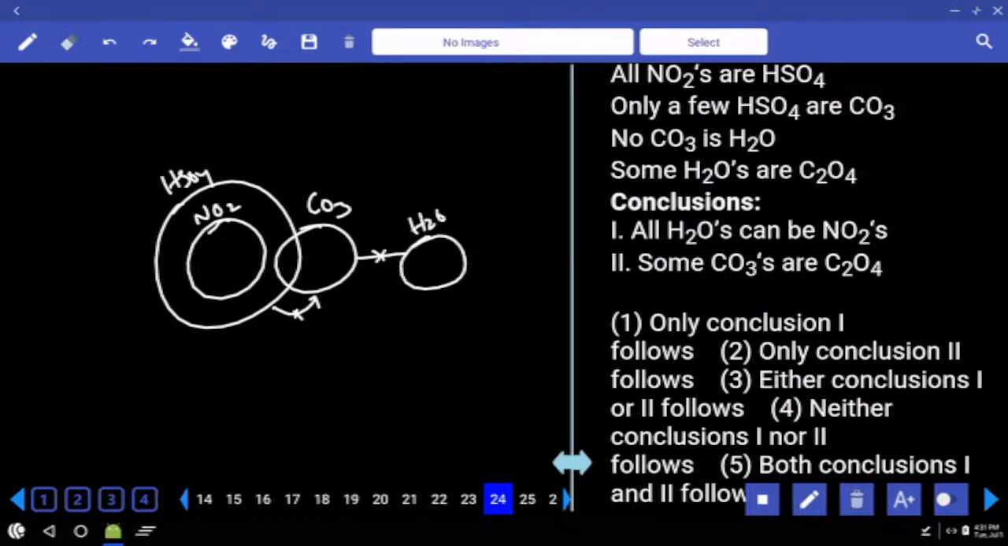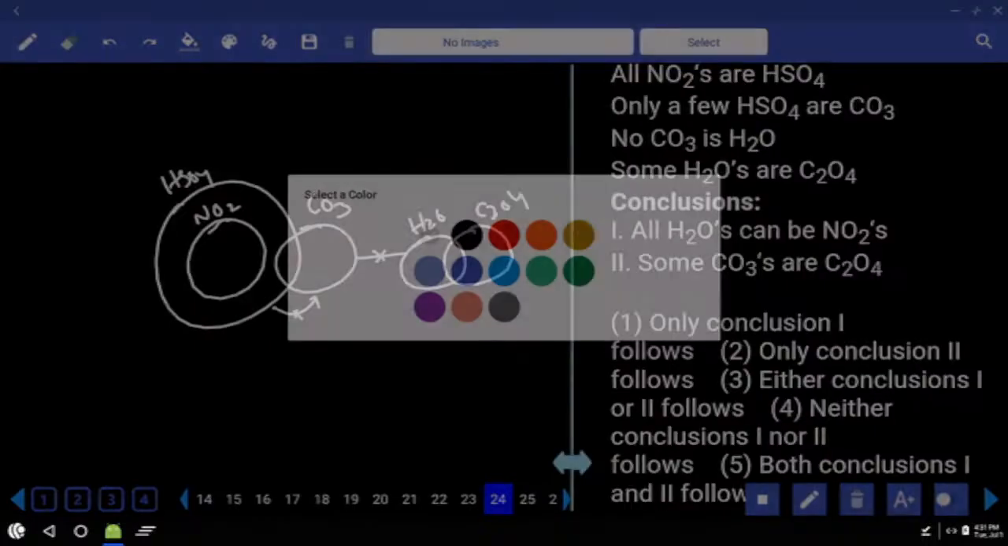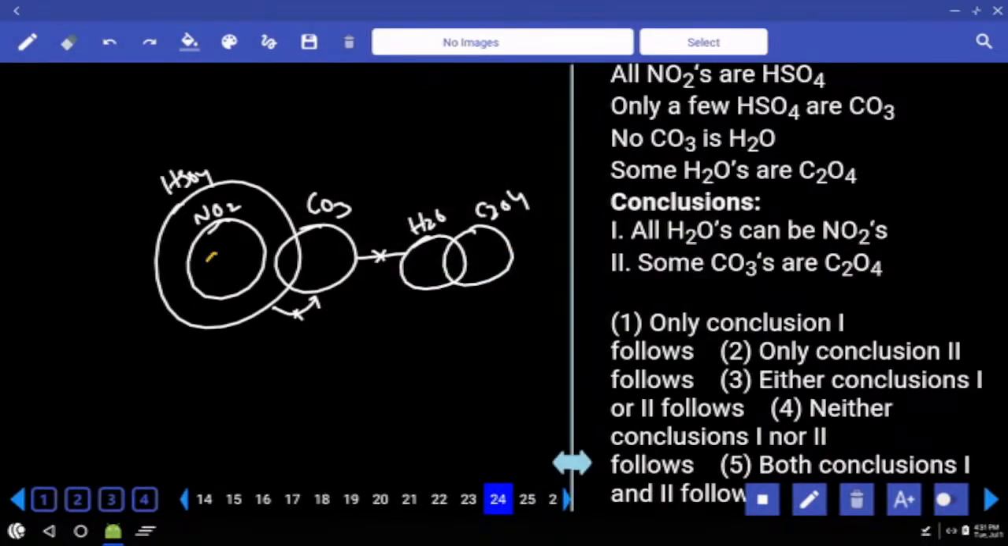Then some H2Os are C2O4. Then according to this, all H2Os can be NO2s. Possible or not possible? Now this entire H2O can be like this or not? Yes, possible. Then next one, some CO3s are C2O4. Now CO3 is here, C2O4 is here, no intersection. And so only one choice, 124.